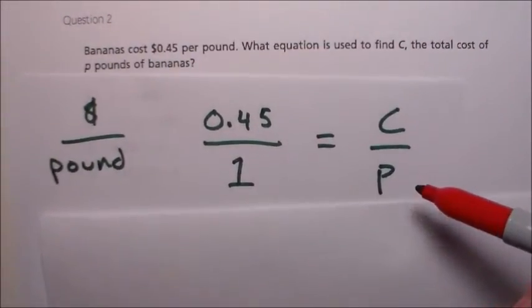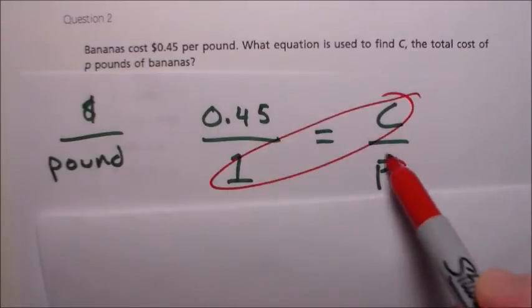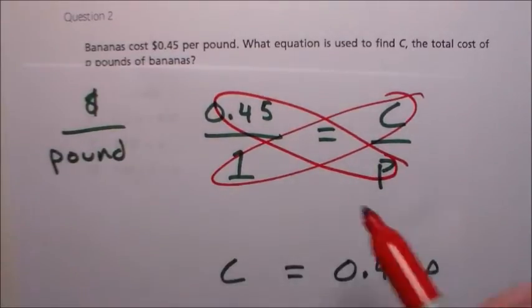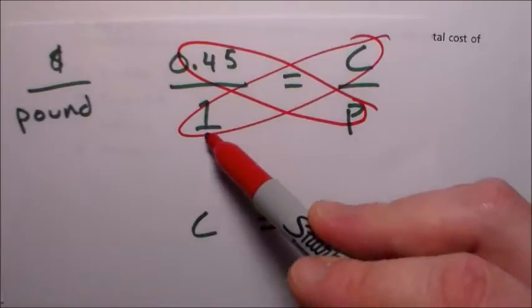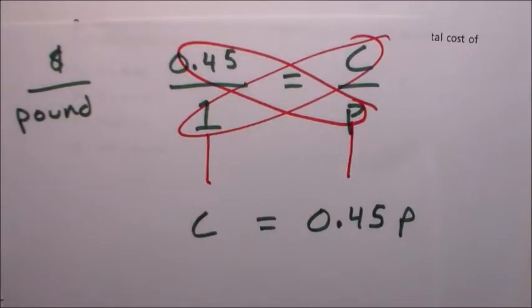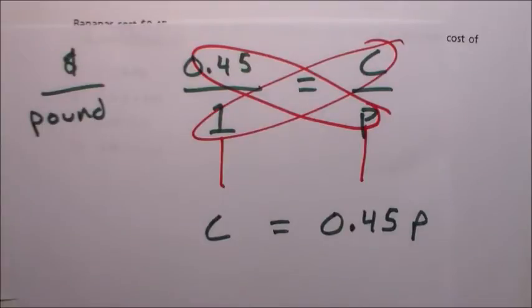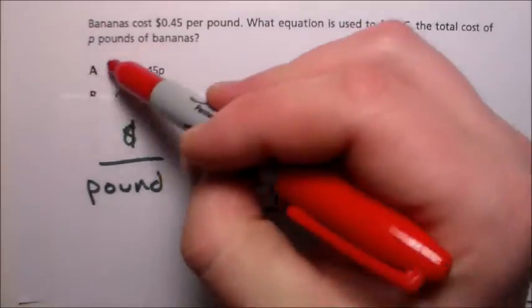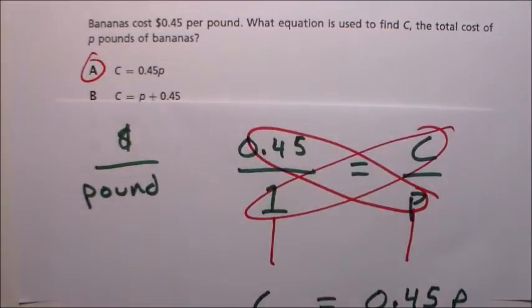P pounds of bananas. Just like before, let's do a little cross multiplication. That should be helpful. 1 times C just gives us C, and 0.45 times P gives us 0.45P, and I think we're good to go. C equals 0.45P. That's a simplified equation that should be helpful, and there it is. C equals 0.45P.